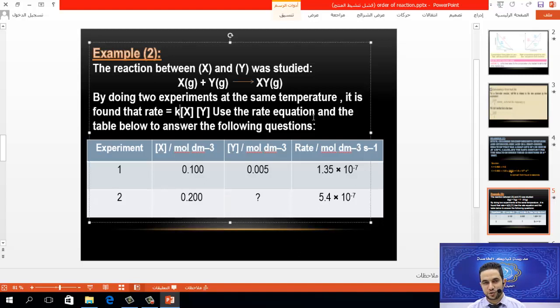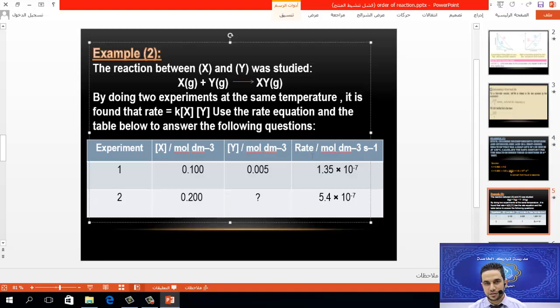Now we want to use this rate equation and the information in the table to answer some questions. So firstly, check what is provided in the table. We have two experiments. We have the concentration of X in experiment 1 and experiment 2, the concentration of Y we have only in experiment 1, but in experiment 2 it is unknown, and the rate is provided in the two experiments.